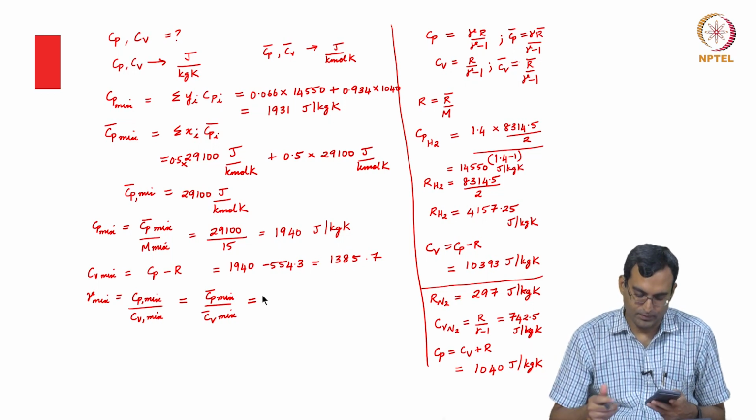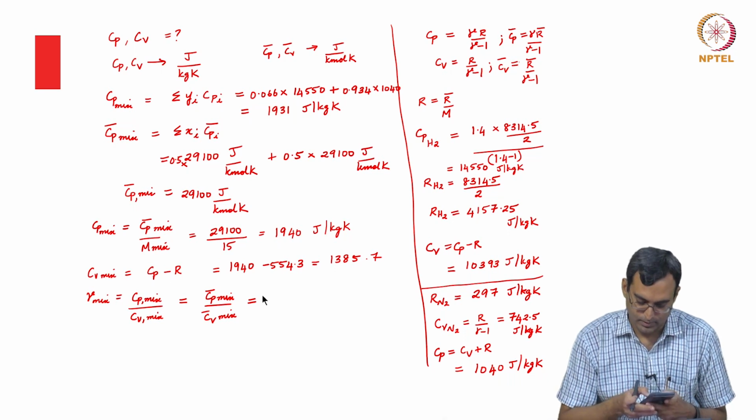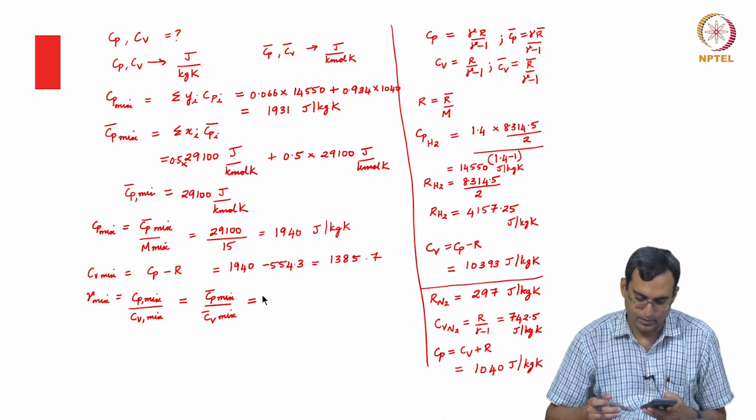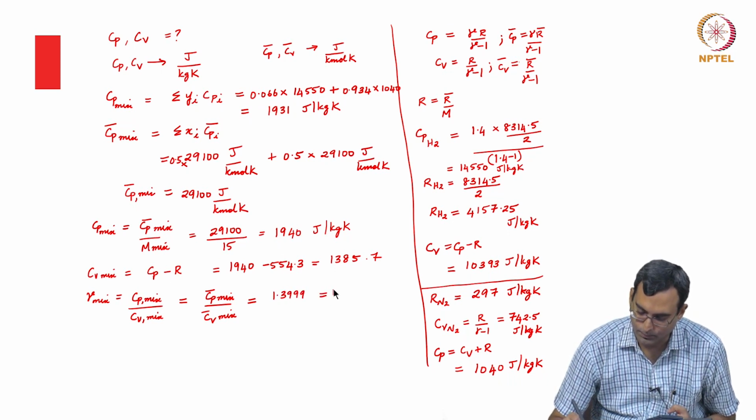So, this is my value of Cv. So, 1 by Cv into 1940 gives me a gamma of 1.39999, which is essentially 1.4.